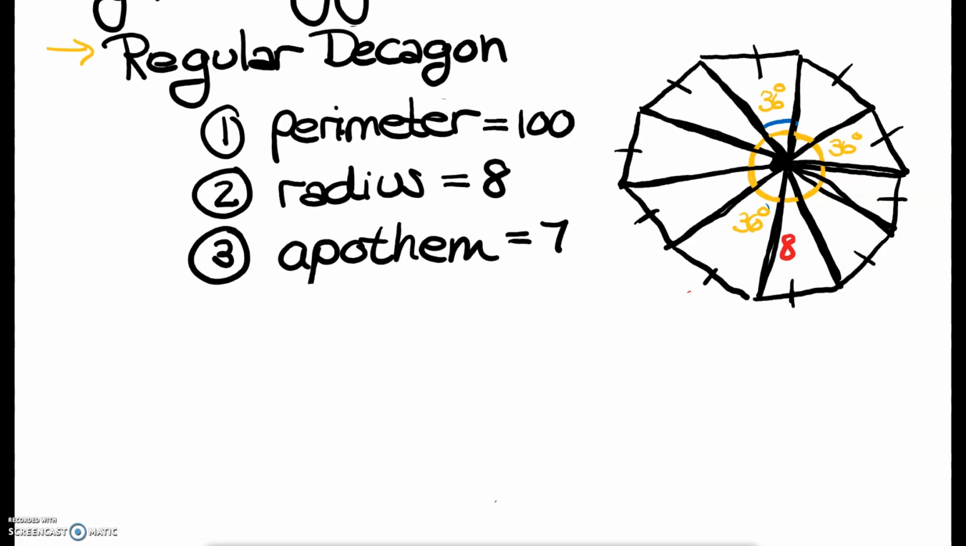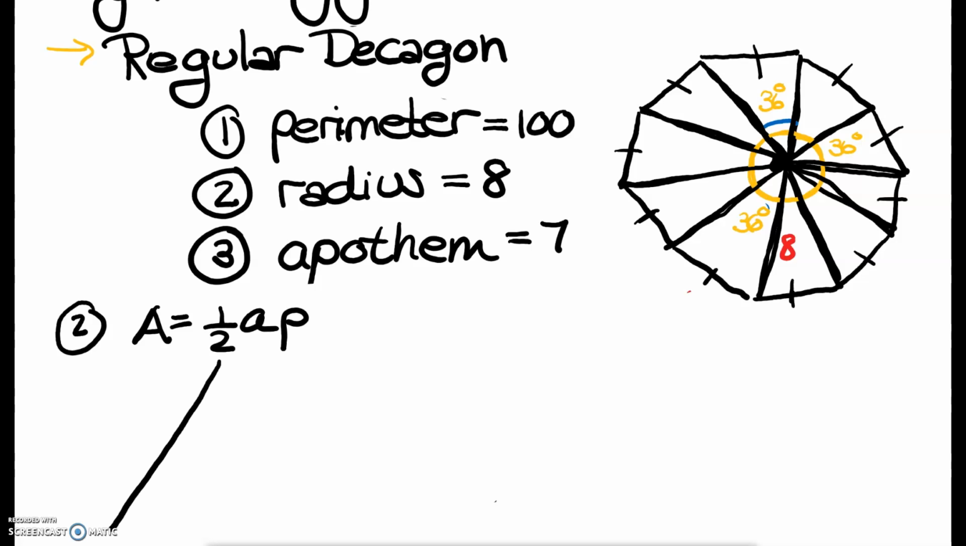So for number 2, we're still using our formula: A equals 1/2 the apothem times the perimeter. And I don't have either the radius or the apothem or the perimeter. So I'm going to go straight to drawing one of my triangles. I'm going to drop the altitude down. I'm going to label this angle right here as 18 degrees because it's 36 divided by 2.